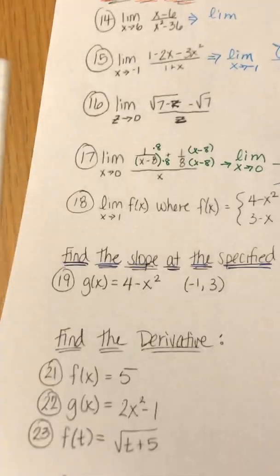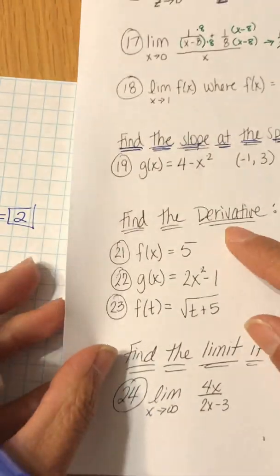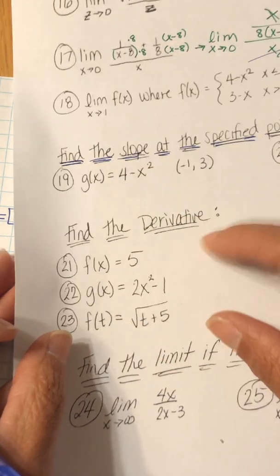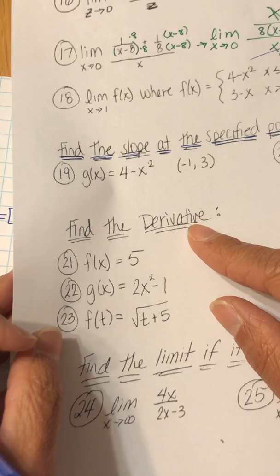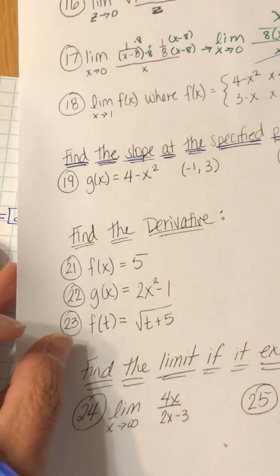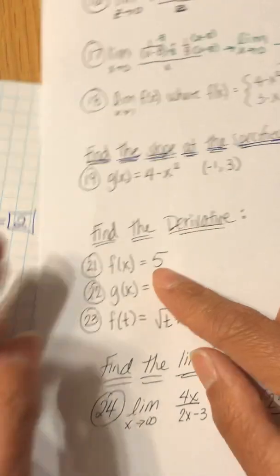Okay, back to the page. Now we're finding the derivative, which is just a fancy way of finding the slope. It just sounds so much more sophisticated and like you're really smart because you're using the word derivative. Anyways, so let's look at 21.